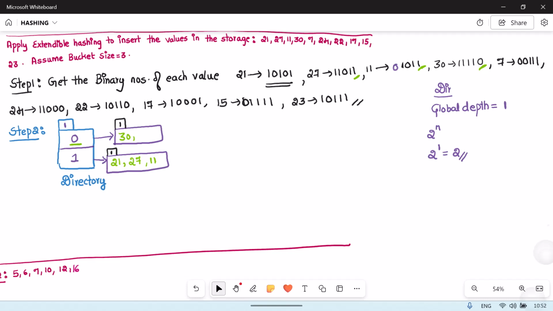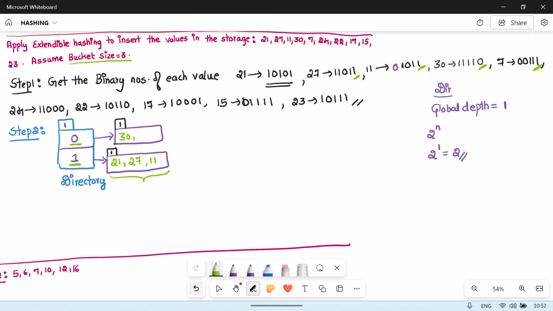Likewise, 7's least significant bit is 1. Okay, so 1 is over here. So ideally, the 7 value should have got placed in here. But if you look at the corresponding bucket, the bucket is already full. It says the bucket size is up to 3. So 3 values are already filled.